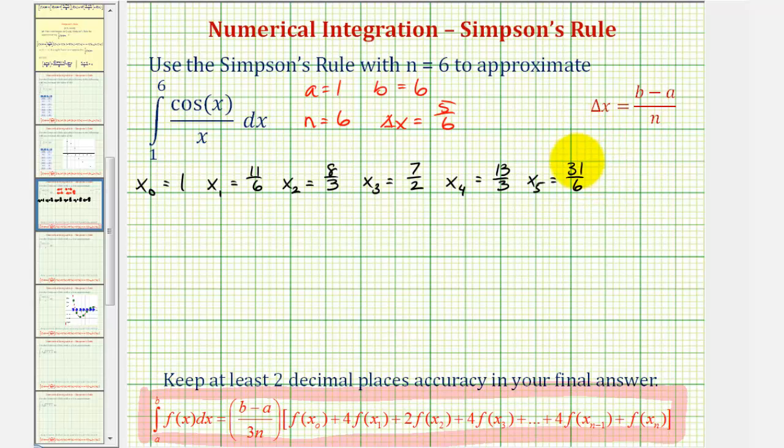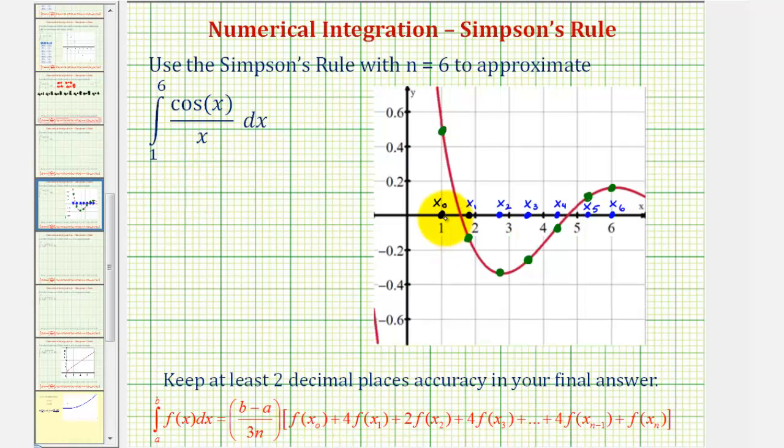If we do this correctly, x sub 6 should be the upper limit of integration. So then 31/6 plus 5/6 is 36/6, or 6. Now before we set this up though, remember when using Simpson's rule, we're actually using quadratic functions to make our estimate. And we form quadratic functions over two subintervals, which is the reason why when using Simpson's rule, n must be even.